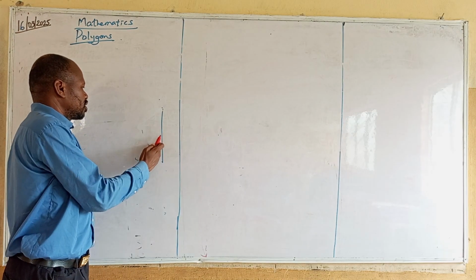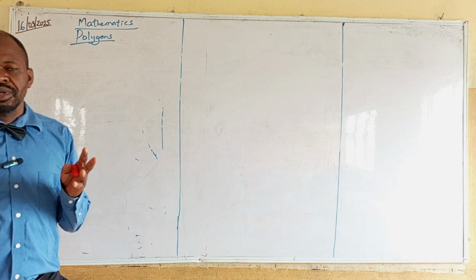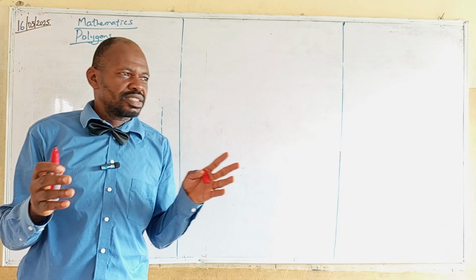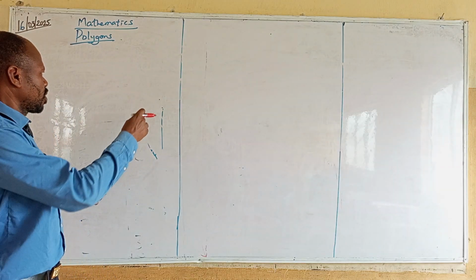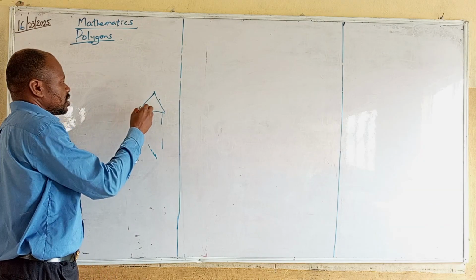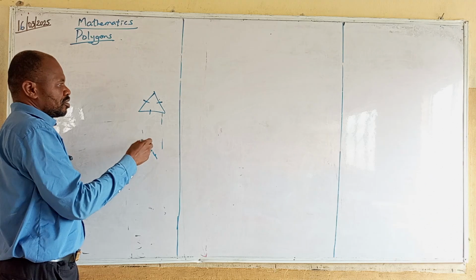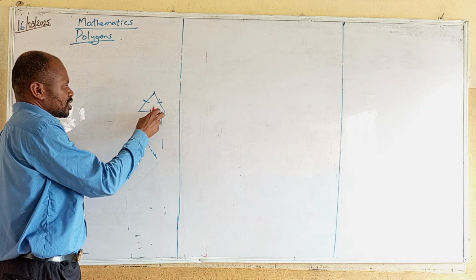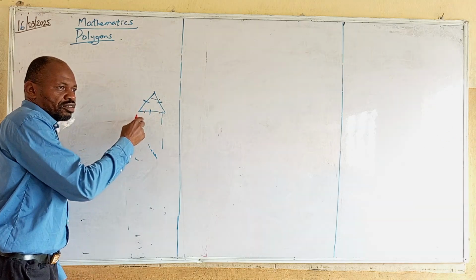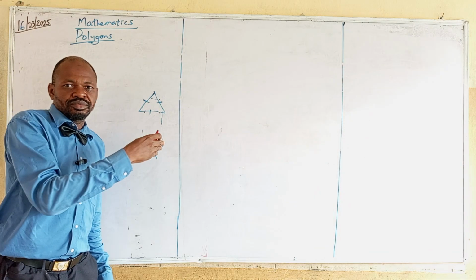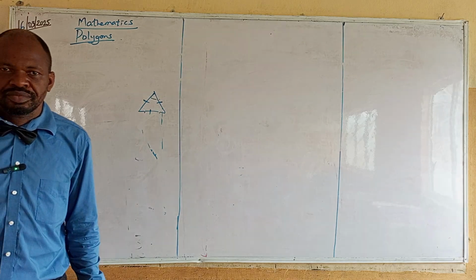We have a regular polygon. A regular polygon is a polygon that has equal sides and equal angles. For example, an equilateral triangle is a regular polygon. It has three equal sides and equal angles. Then we have four-sided polygons, called quadrilaterals.